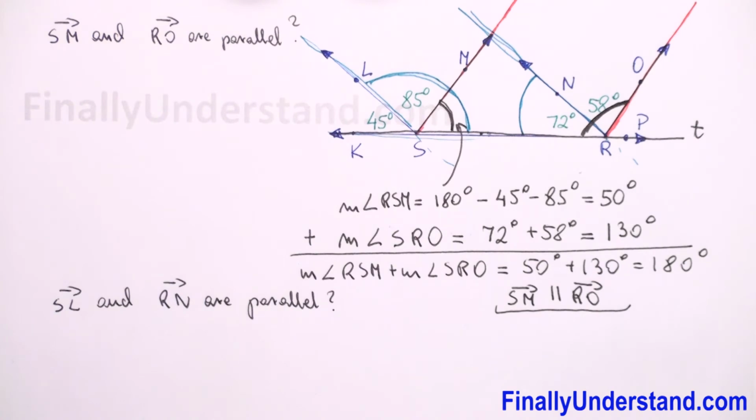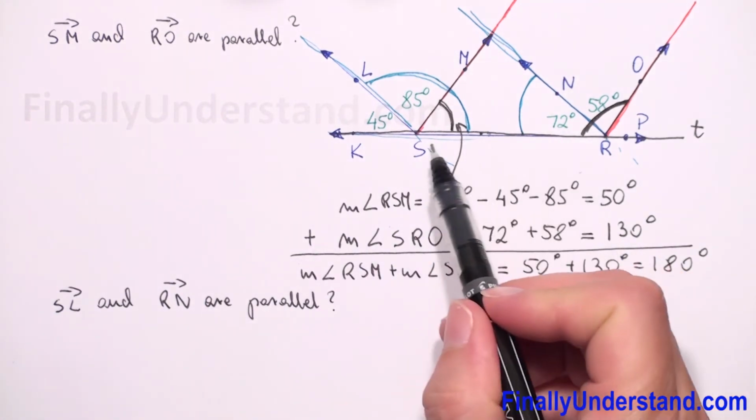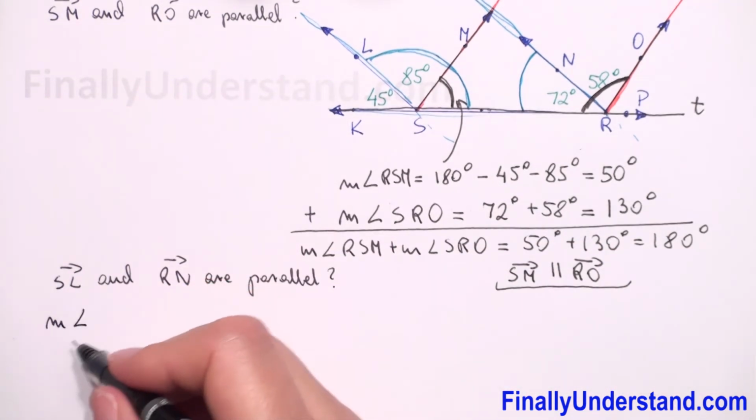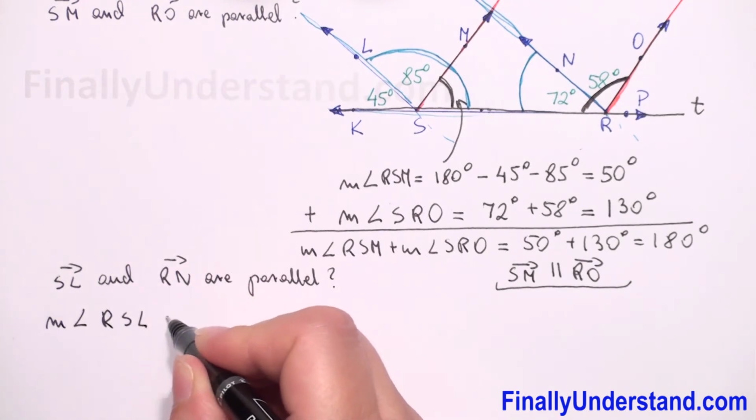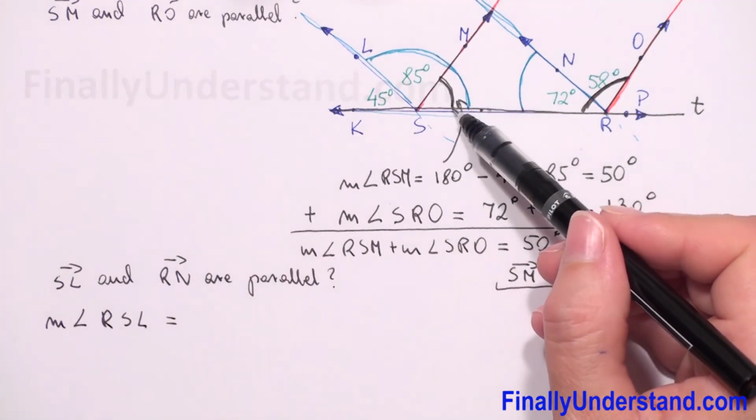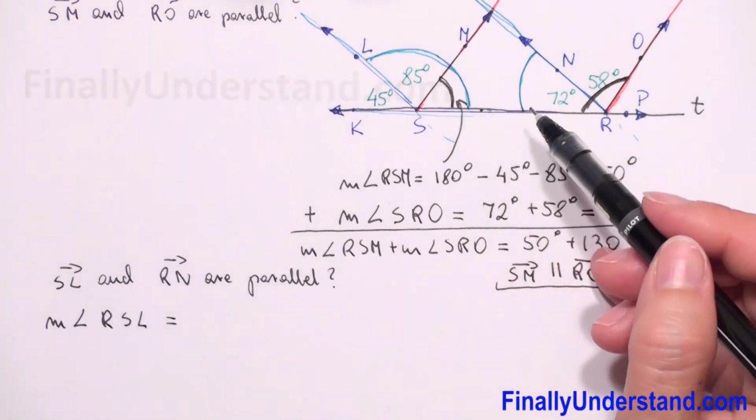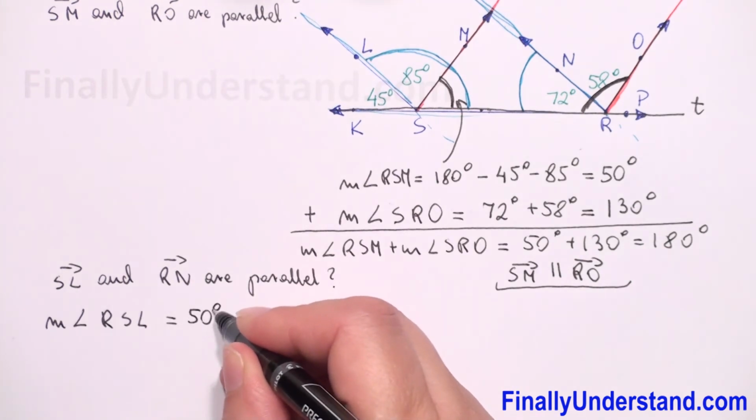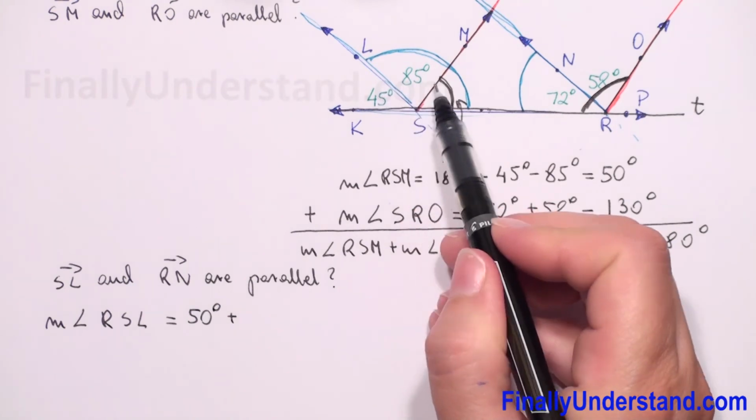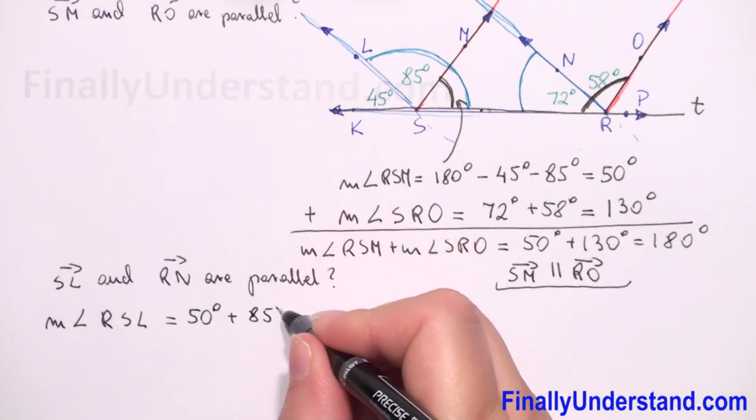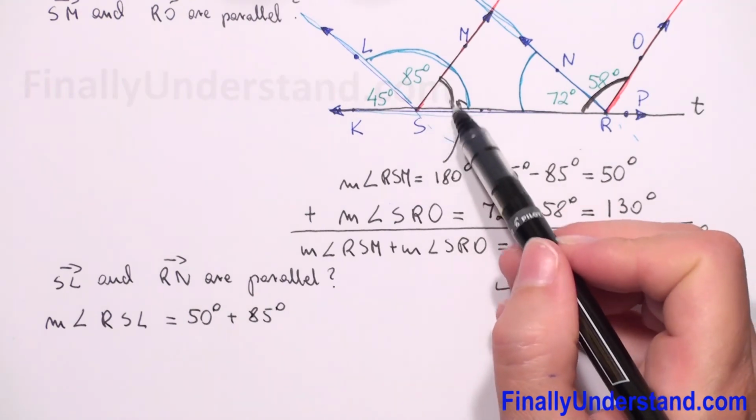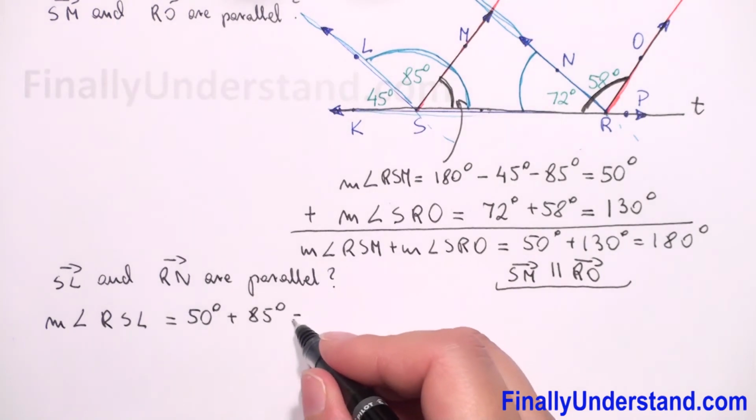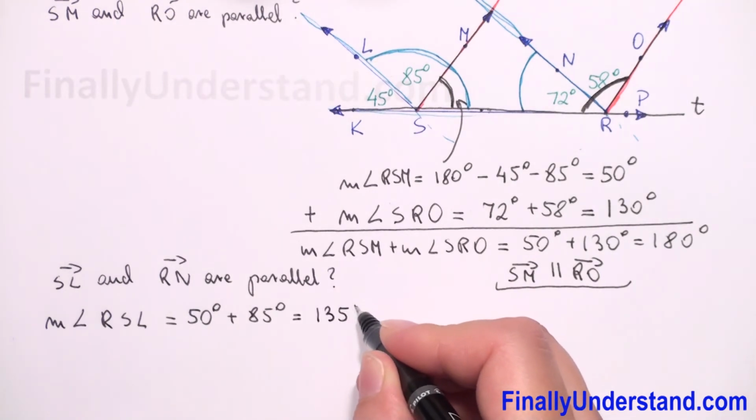So let's check. We have angle RSL, the measure of angle RSL is equal to the measure of this angle. We found that this is 50 degrees. So this is 50 degrees plus, and this angle is 85 degrees. So the sum of these two angles gives us this whole angle. So this is equal to 135 degrees.